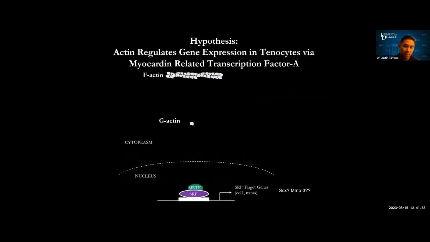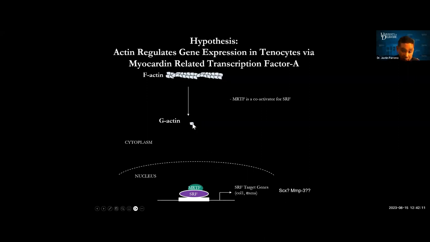For this, we looked at a transcription factor called myocardin-related transcription factor, MRTF. For this signaling mechanism, MRTF exists in the nucleus of cells bound to the promoter region of genes. In this case, there's a lot of F-actin in cells. There's some G-actin, but not much. However, when there is an actin destabilization or depolymerization, there's an increase in the proportion of G-actin.